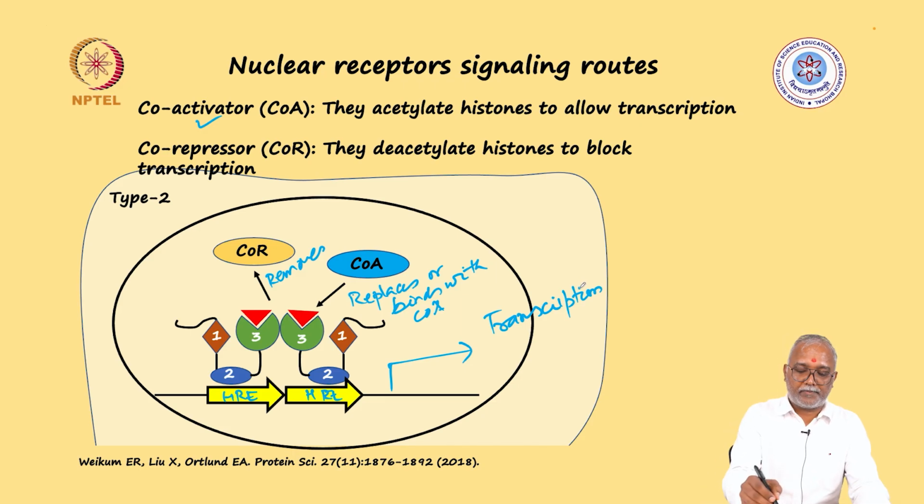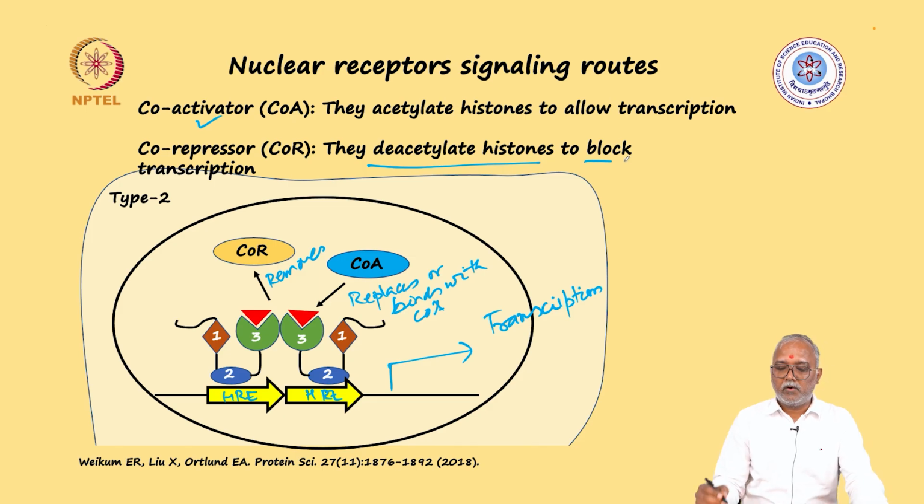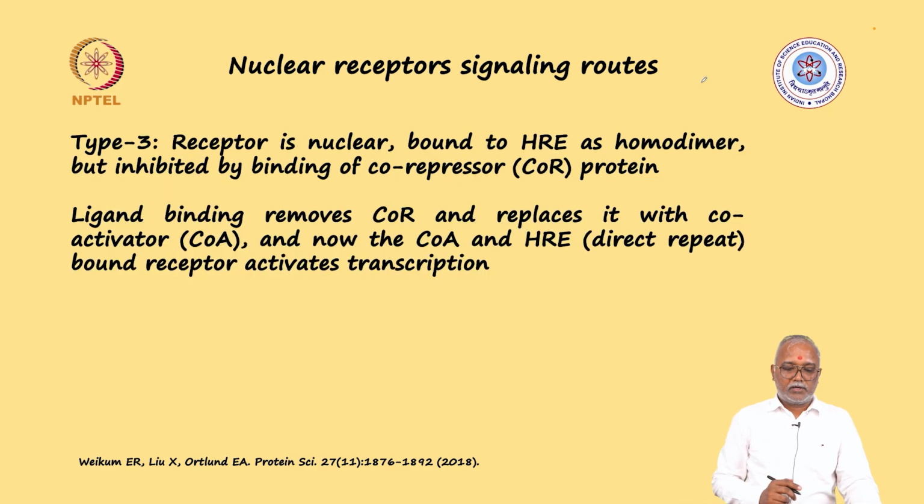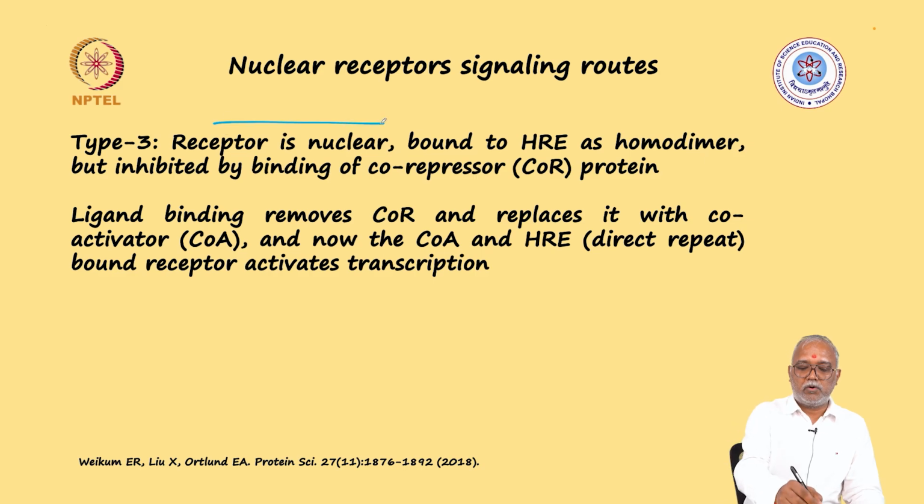Co-repressors generally have deacetylase activity, which blocks the transcription. That is why, although the receptor is present inside the nucleus, it is inhibited. When the ligand comes, it removes the co-repressor and places the co-activator, which has acetylation activity towards histones, which allows the transcription.